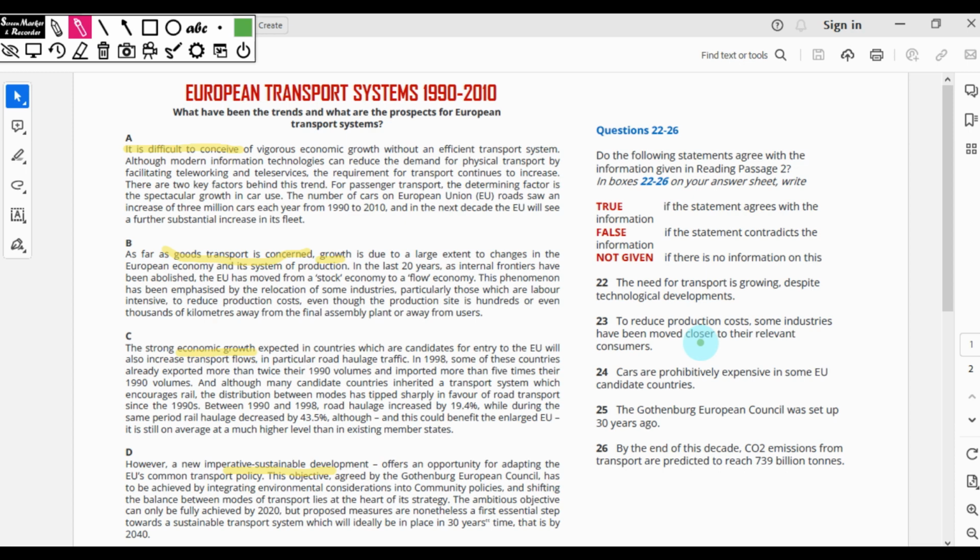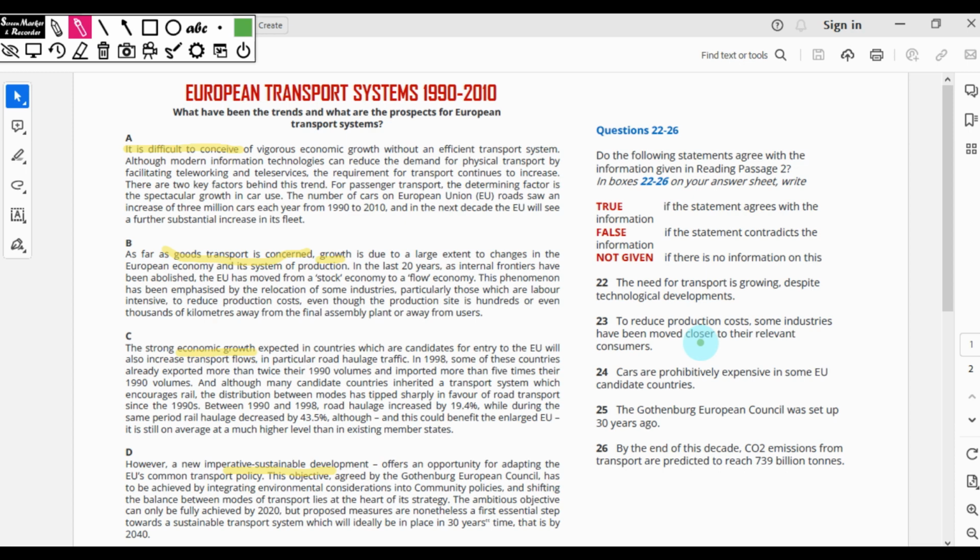If it contradicts, for example, the need for transport is falling despite technological development, this means it really contradicts. This is going to be false. The need for transport is unknown means there is no information, so this is not given. I don't know whether it is true, false, or not given.